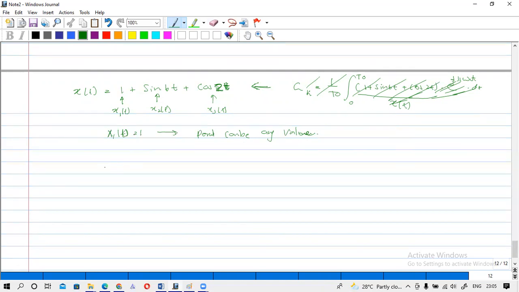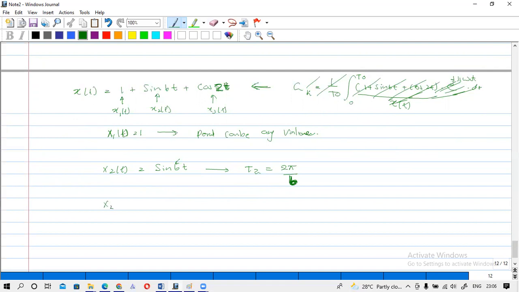And if you consider x2(t), that is sin 6t, you know the period here. This is a periodic signal, and you know the period. This is omega naught, so let's say the period is T2 here. That is 2 pi by omega naught, 2 pi by 6. I'm not going to explain this further, you have to refer to the previous content. So the fundamental period is 2 pi by 6.